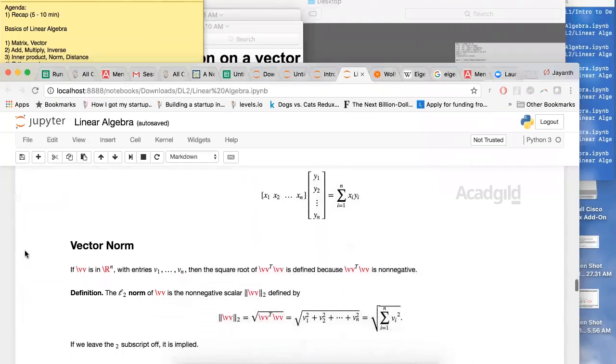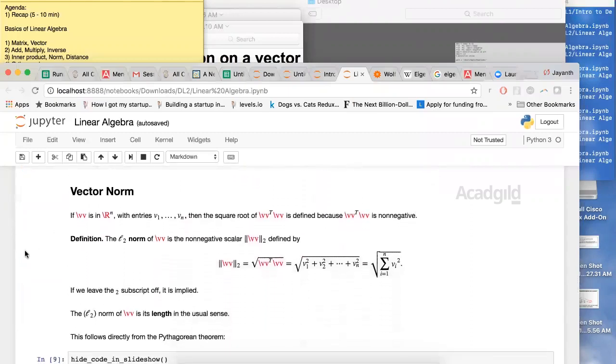Vector norm. Again, norm is just the modulus. So if I have a vector 3, 4, the norm of that is 5. So how do we get that? Very simple. Square root of 3 square plus 4 square. That's 9 plus 16, that's equal to 5. Okay.